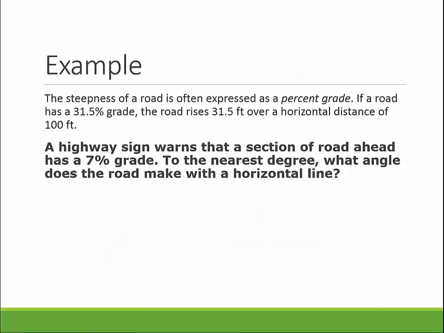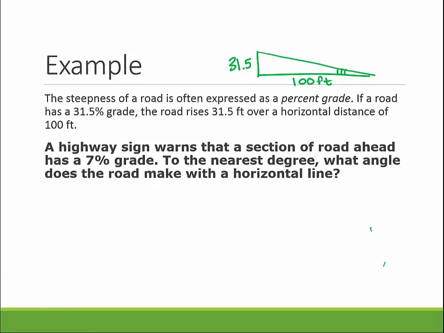Last problem. The steepness of a road is often expressed in percent grade. If a road has a 31.5% grade, that means that it rises 31.5 feet over a horizontal distance of 100 feet. Because remember, percent is basically divided by 100. So this right here makes an angle. We're going to find that angle in this next problem.